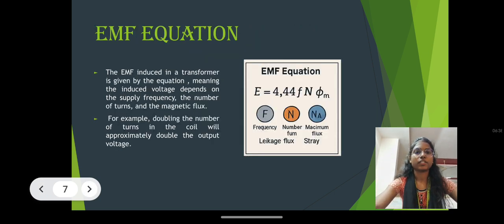EMF equation. The EMF induced in a transformer is given by the equation, meaning the induced voltage depends on the supply frequency, the number of turns and the magnetic flux. For example, doubling the number of turns in the coil will approximately double the output voltage.